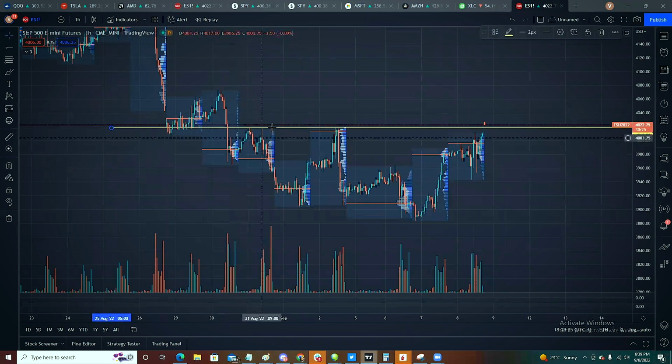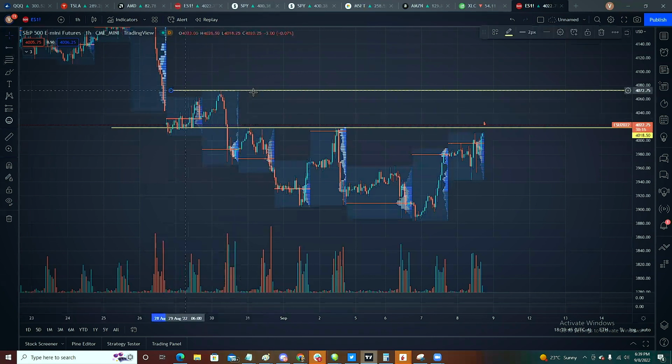You can see we failed multiple times at this zone. We have a key supply zone right here where we have that large impulse move. The same thing here where we can identify that key impulse that starts. We have that supply zone that starts that large impulse move. So right away, we slap down two levels here on the futures on this hourly chart.